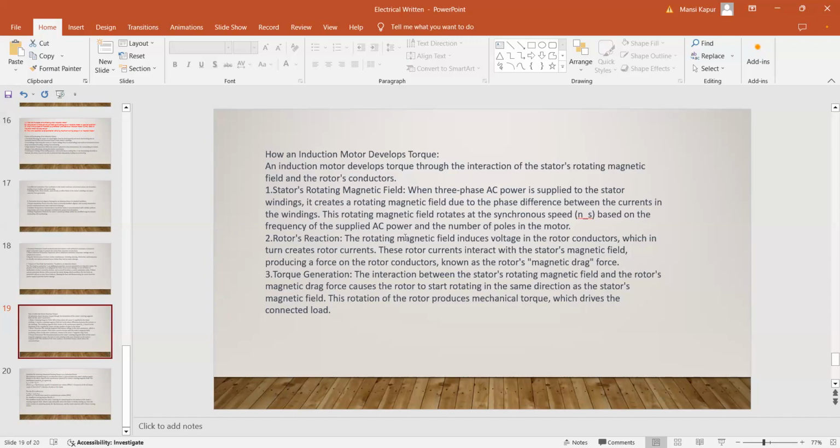Fleming, which rule? Which hand? Right hand or left hand? Motor, left hand rule. So you have the magnetic field here, you know the current direction, so you can know the direction of the motor, right? Torque generation: the interaction between the stator magnetic field and the rotating magnetic drag force causes the rotor to start rotating in the same direction as the stator magnetic field. This rotation of the rotor produces a mechanical torque which drives the connected load of the motor.